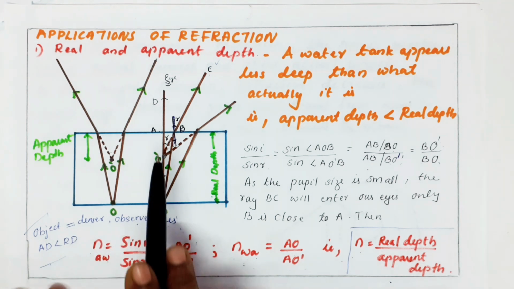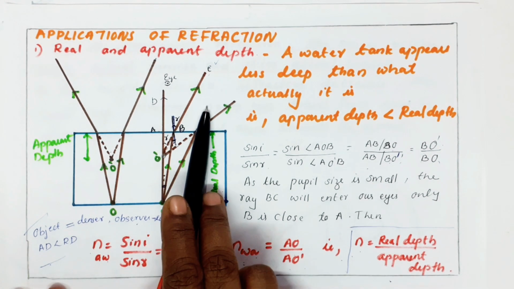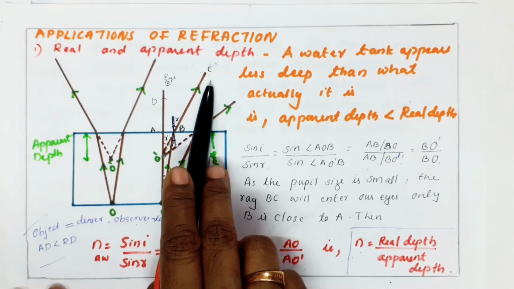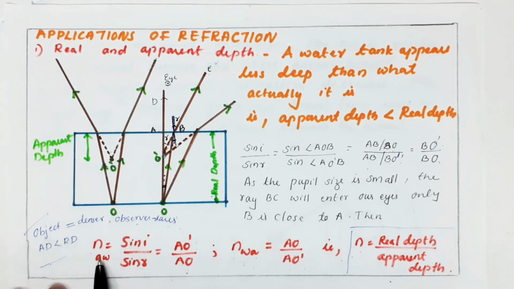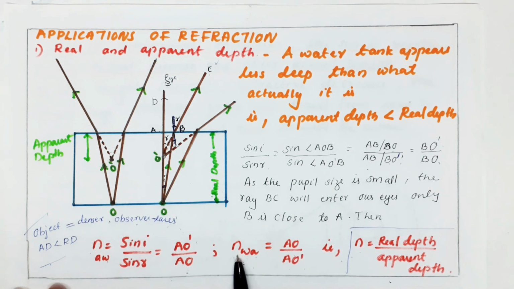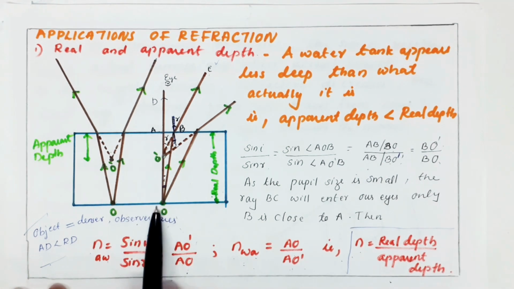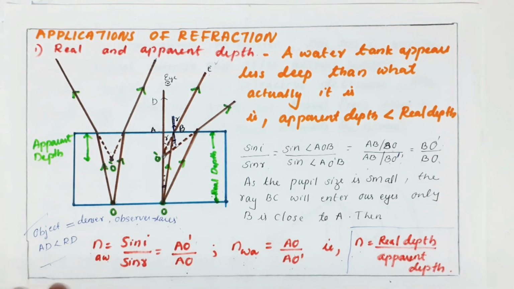Left side, you check it. Here the light is going from a denser to a rarer medium, or from water to air. So we write the refractive index of air with respect to water, that is sin I by sin R, which is AO dash by AO. If you want the refractive index of water with respect to air, it is the reciprocal, that is AO by AO dash. AO is the real depth. AO dash is the apparent depth. So we get the equation n equals real depth by apparent depth.